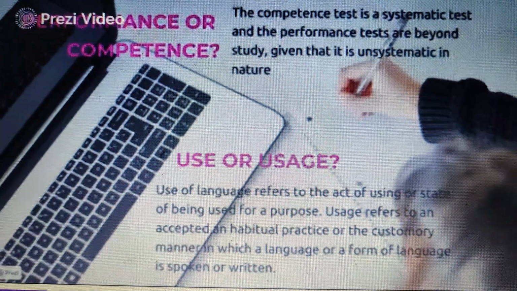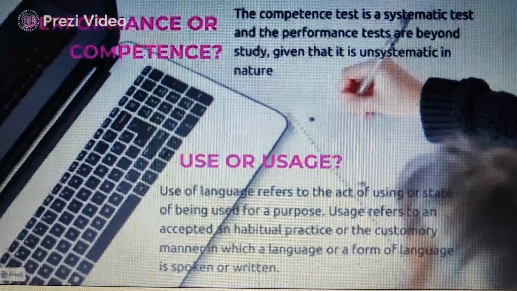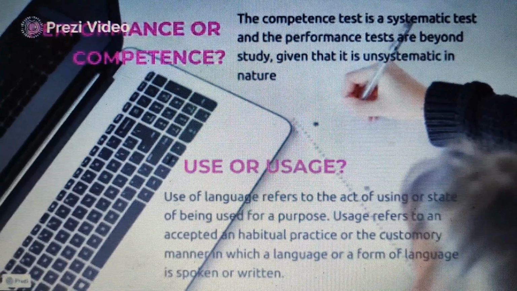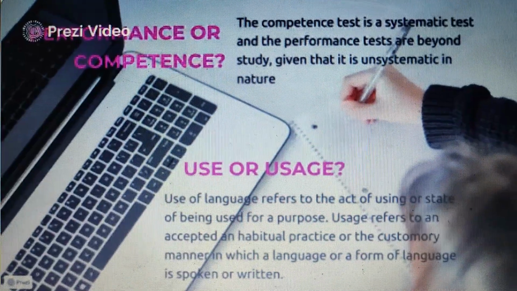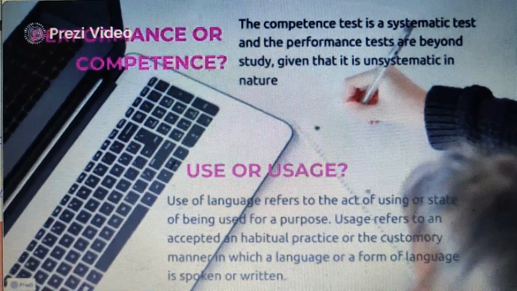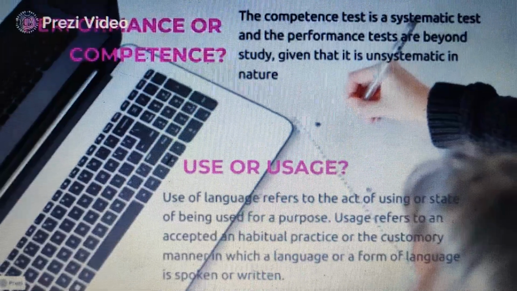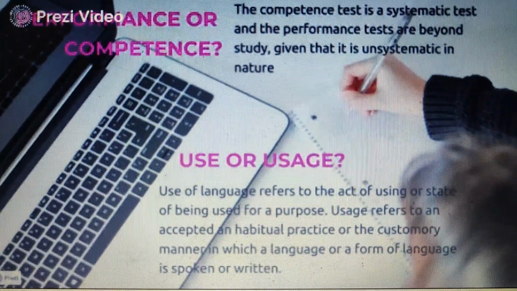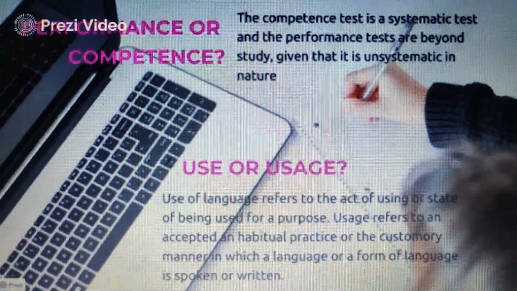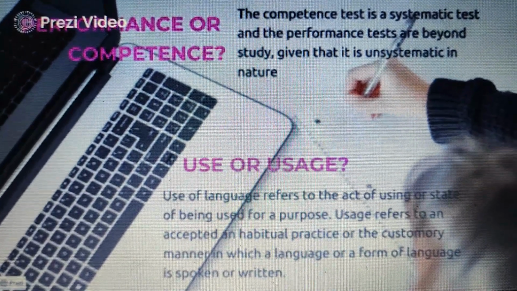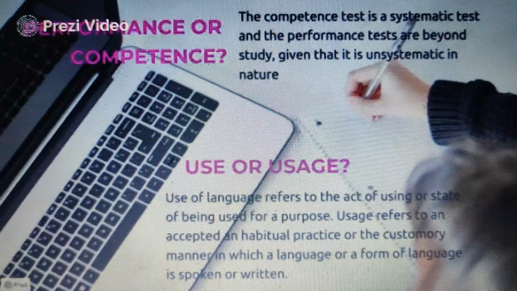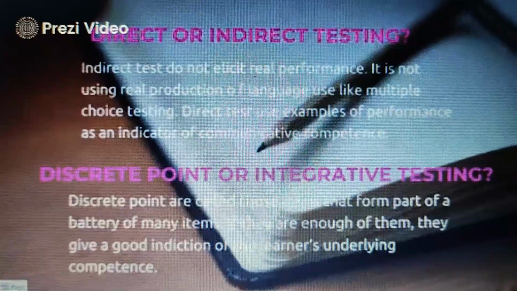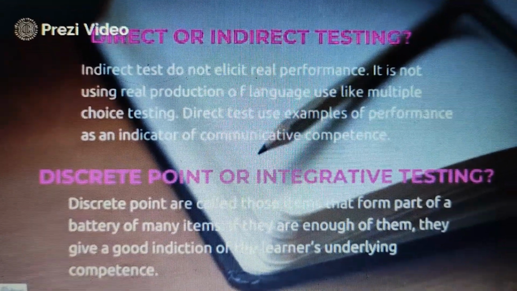So now performance or competence. The competence test is a systematic test, and the performance tests are beyond the study, given that it is unsystematic, obviously, in nature. So the use of language refers to the act of using or state of being used for a purpose. Usage refers to an accepted and habitual practice of the customary manner in which a language or a form of language is spoken. So are you using it really, or is it just a manner of usage? So in my case, I think the students are making the usage of it.